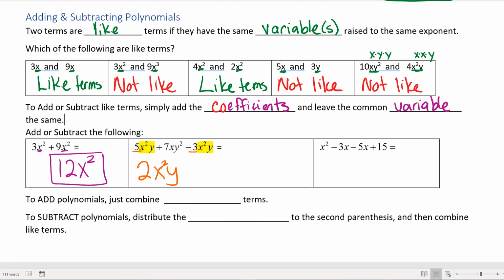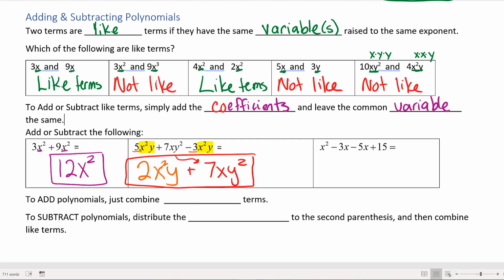Now, what happens to the other term? Well, not much. It's just going to come down. Plus 7xy squared. These two can't add now because they're not like terms. One's x squared y, one's xy squared, so then you're completely done.